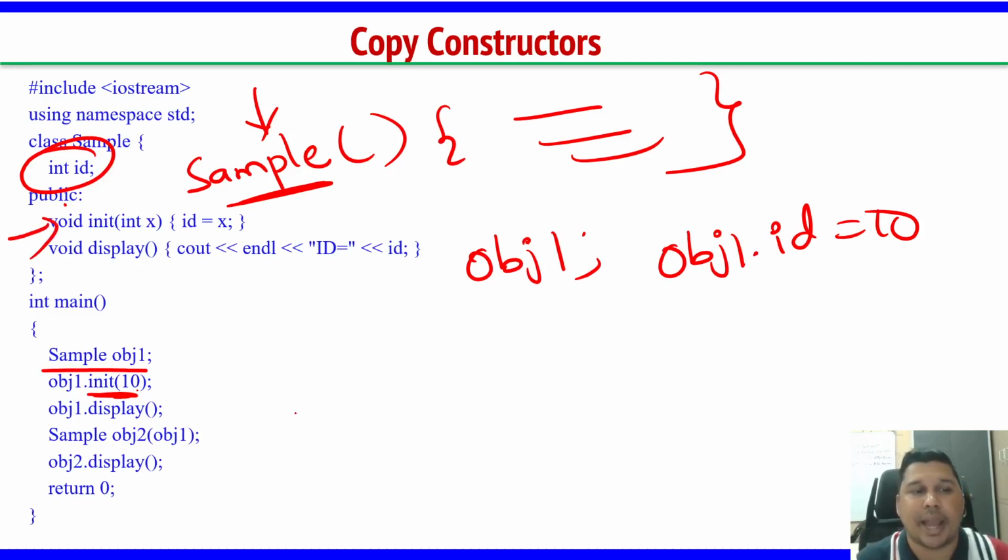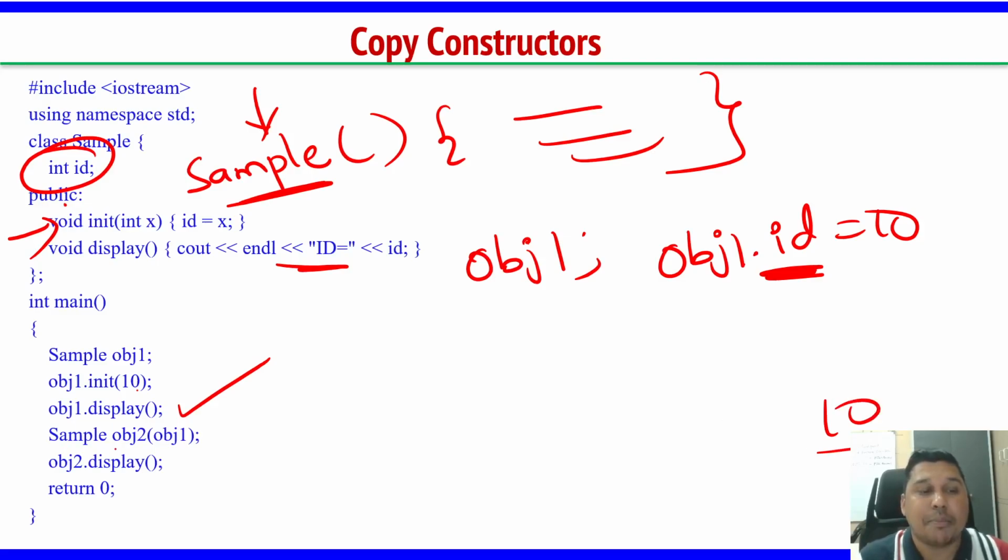This we have studied long back. So I am creating an object obj1, passing value 10 to this. Using this function, I am trying to assign a value to the private data member using object 1 like this. This is okay, fine. After this, I am displaying it. So display ID gives a value of 10. I am happy with that.